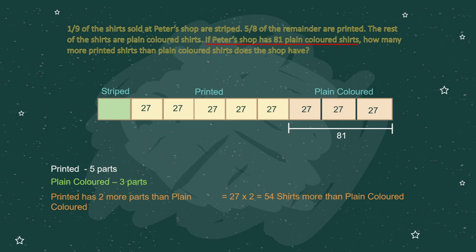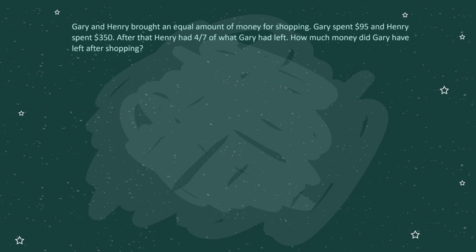Let us now finally look at one complex problem that makes use of all these properties of the bar method. And the problem goes like this. Gary and Henry brought an equal amount of money for shopping. Gary spent $90 and Henry spent $350. And after that, Henry had 4/7 of what Gary had left. How much money did Gary have after shopping?